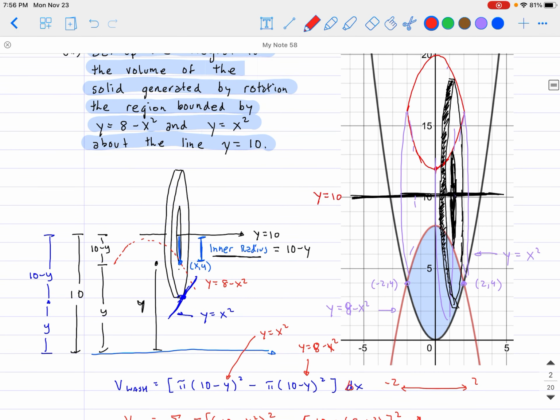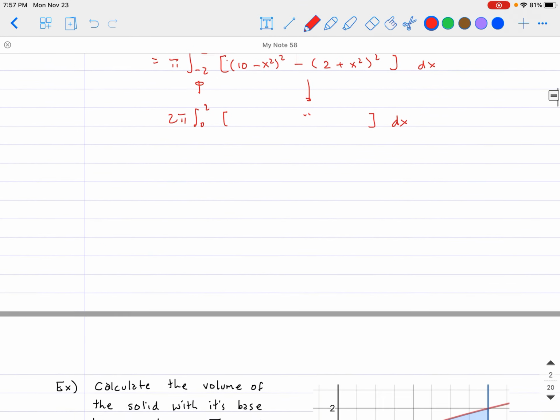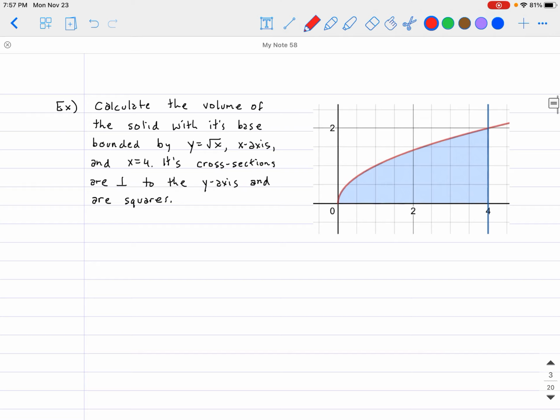So that's why we can just go ahead and divide it into 2 parts and multiply by 2. All right, so that is going to be our setup for this one. Okay, now, if you need to take a break, I think you probably should.